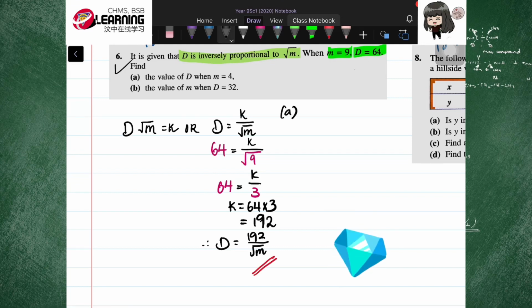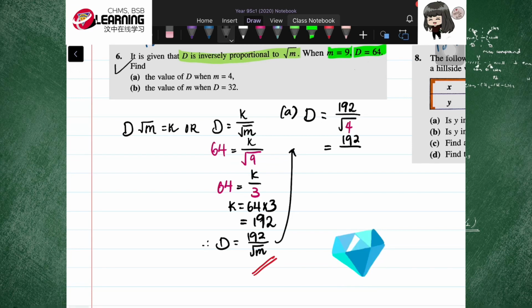Now we look at part A. They're asking you to find the value of D when M is 4. So using the equation, D equals 192 divided by square root of 4. 192 over square root of 4, which is 2, so you divide it, you get 96. So your D is 96.